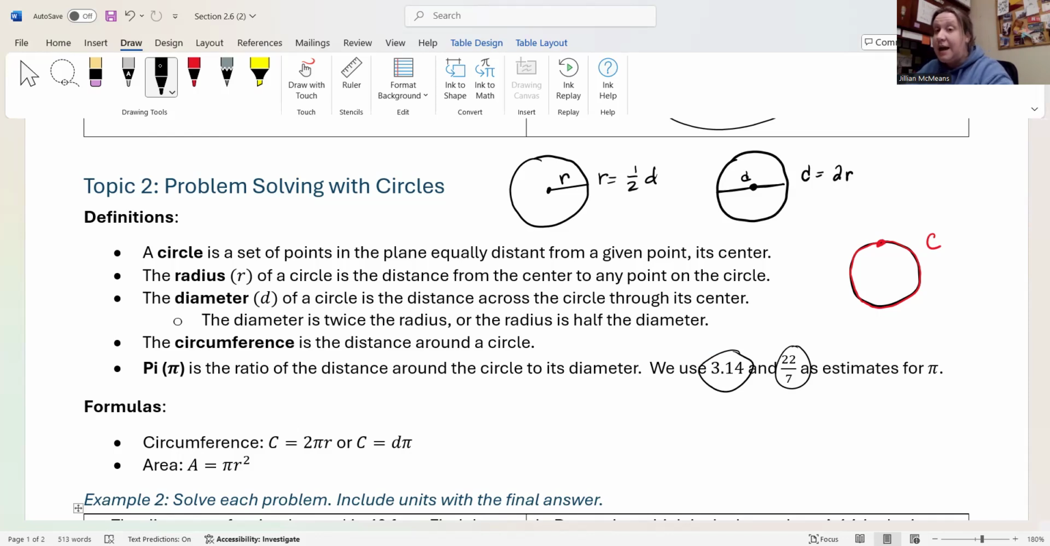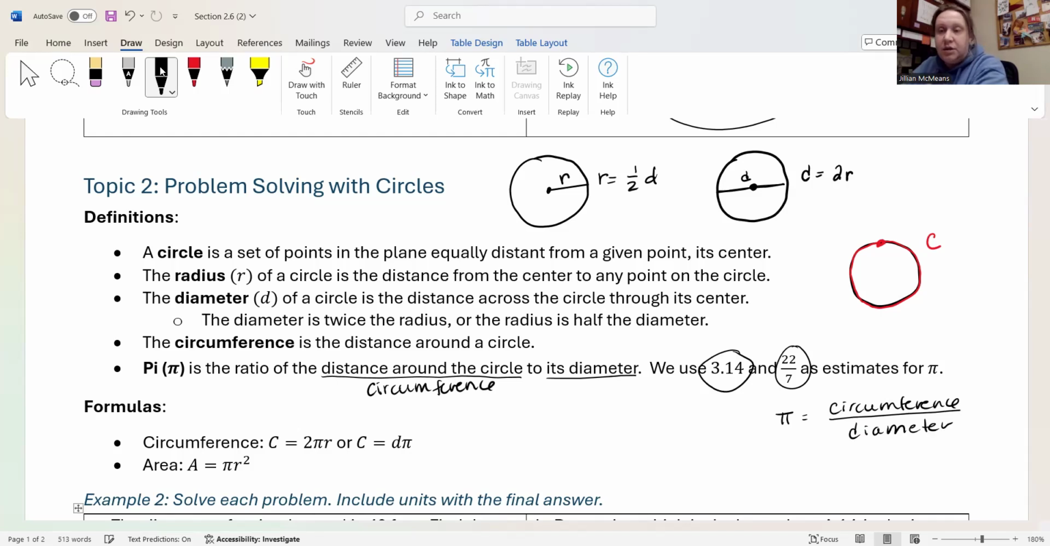Now, pi itself is the ratio of the distance around the circle, which we know to be just the circumference, to its diameter. So basically, pi is going to be equal to the circumference divided by the diameter. And that's like a really, really cool thing.